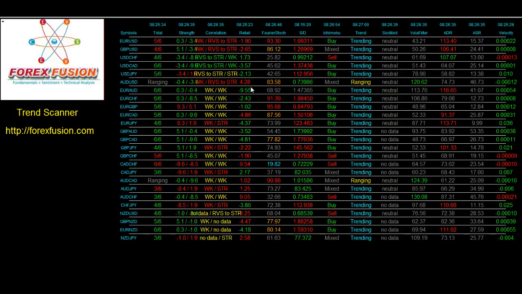The Aussie dollar, a 4.28, and red means that it's not only at a 4.28 level, but it is going higher. It's above its moving average, and therefore that is a strong sell indication for that pair.